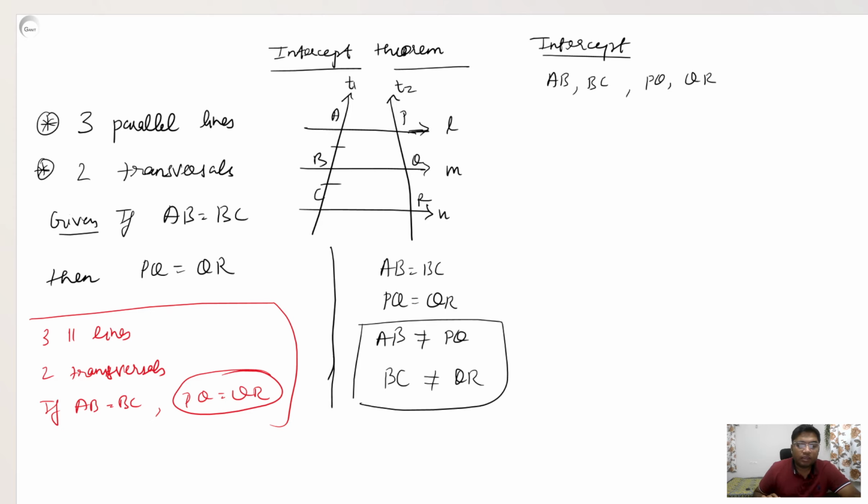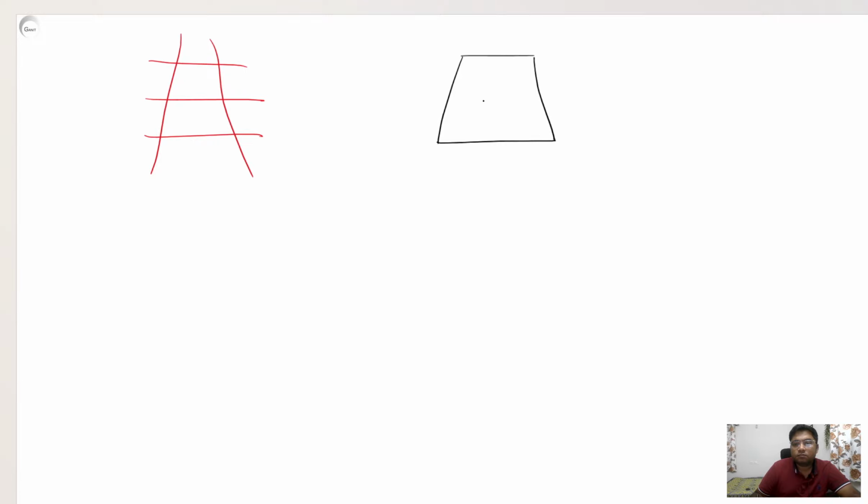Now I am going to tell you how intercept theorem is put up in a question. You may not always get a diagram which is as simple as this. Most of the times in questions you will not get this. So that brings me to my next point. What are the kind of diagrams we can expect? Let's see. So we have, let's just say, a trapezium, and they pass a line like this. Now this is three parallel lines and two transversals, all right.